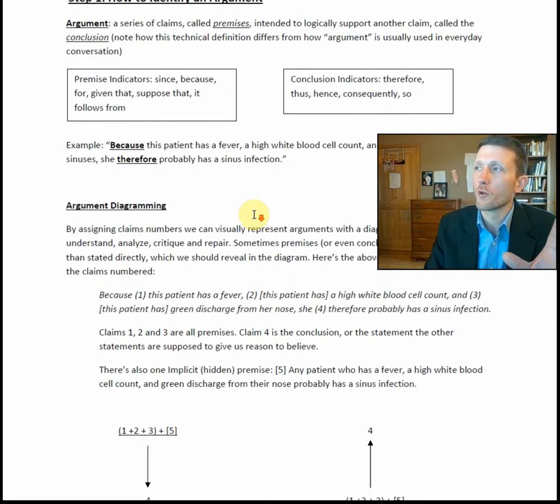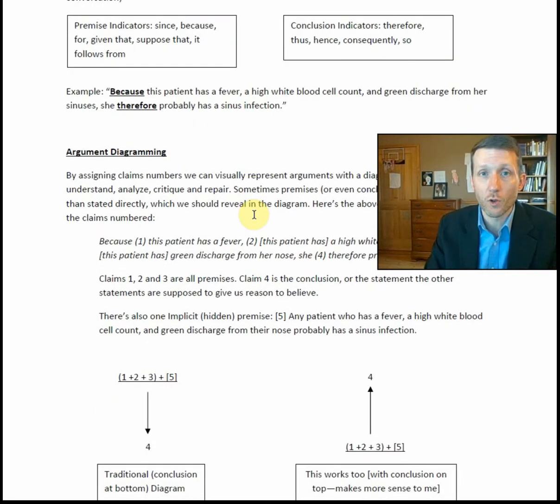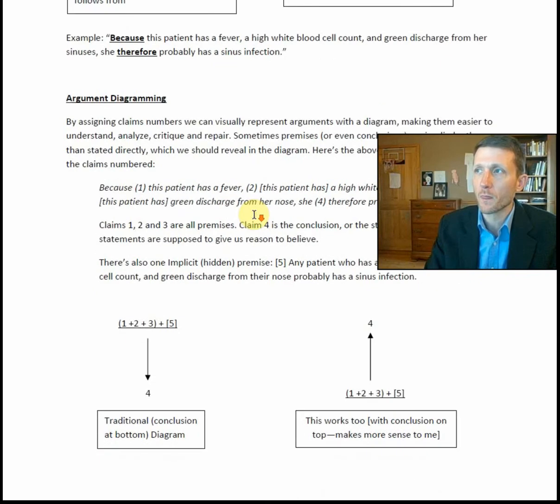So now, to better analyze this argument, which seems to be a decent one on its face but which we want to look at more carefully, you want to assign numbers to the various claims. Then you can use those numbers to actually diagram the logic and see whether it actually makes sense. And so, because 1, this patient has a fever, that's going to be premise 1. 2, this patient has a high white blood cell count. You have to fill in that extra phrase because it wasn't there in the original statement. That's premise 2. 3, this patient has green discharge from her nose. Those are the three premises. Therefore, the conclusion: she probably has a sinus infection.